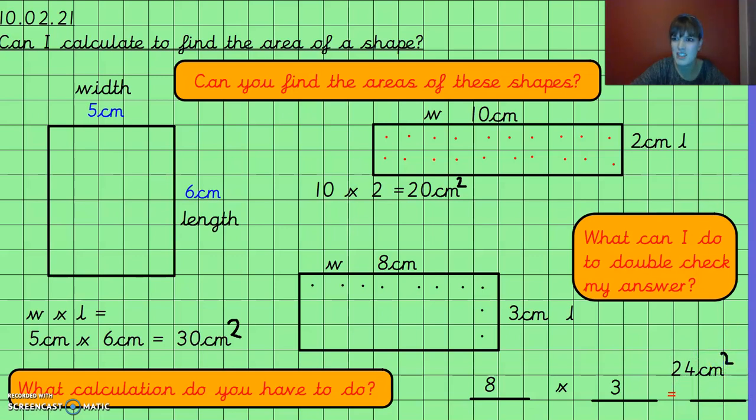Now, shall we just quickly double check that I've got that right? Let's double check that you've got that right, because I'm sure that's what you've got as well. Ready to count with me? Right then. 1, 2, 3, 4, 5, 6, 7, 8, 9, 10, 11, 12, 13, 14, 15, 16, 17, 18, 19, 20, 21, 22, 23, 24. Massive well done if you've got that correct. Okay, so finding the area is just another way of multiplying, okay? So we're using our multiplication knowledge.